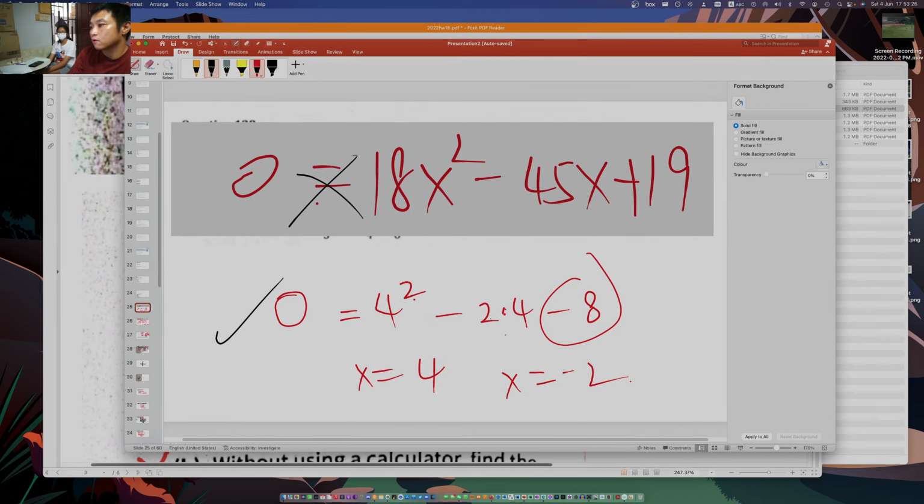You can see if it's valid or not. You want to see whether it's valid or not. If it's valid, that means your x equal to 4 is correct. Is it valid? Use your calculator. 4 squared minus.